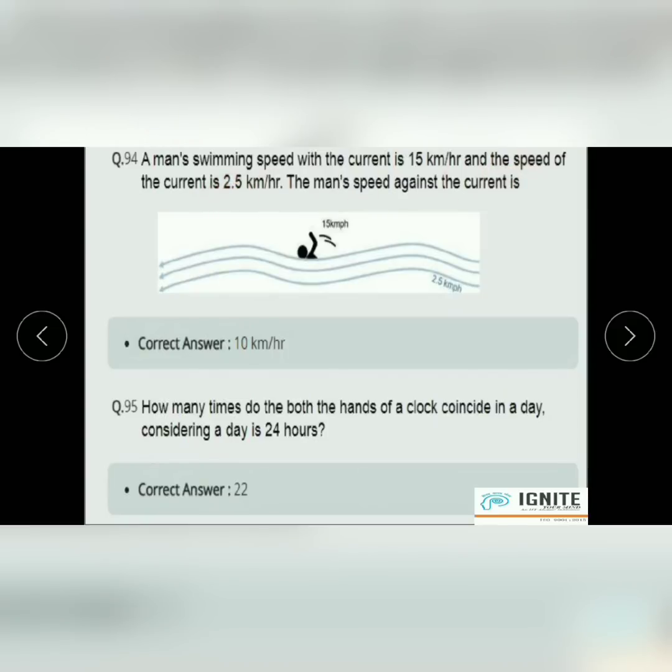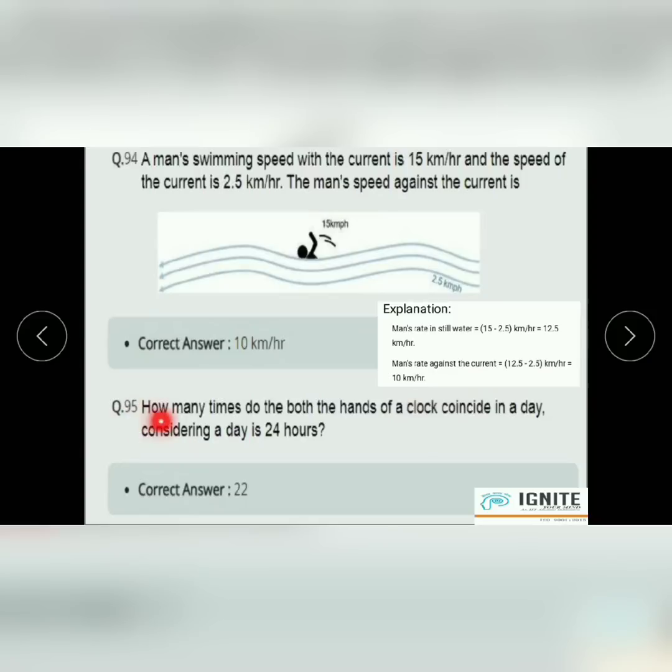Then what is the value of the speed of the man? The man's rate in still water: x plus y equals 15. Then x equals 15 minus 2.5 equals 12.5. This is the man's rate in still water. The question is the man's speed against the current. The man's speed against the current is x minus y. Therefore, 12.5 minus 2.5. Answer is 10 km per hour.